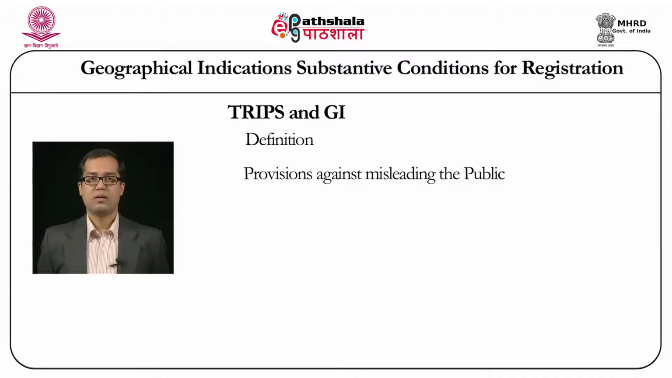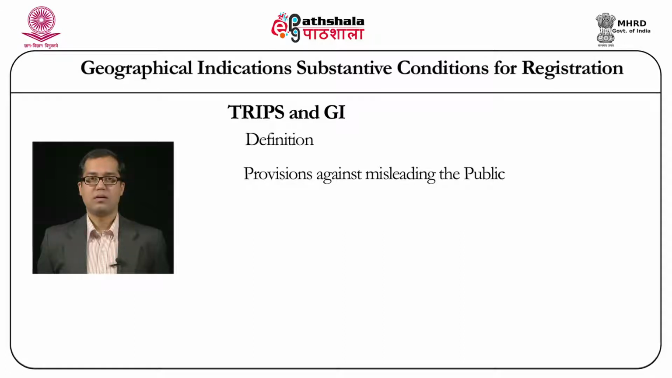Provisions against misleading the public. Member states are required to provide the mechanisms that enable interested parties to prevent untruthful and misleading uses of geographical indications. In other words, tea growers in Nepal may not call their tea Darjeeling or Kangra, even if they are genetically identical to tea grown in Darjeeling or Kangra.